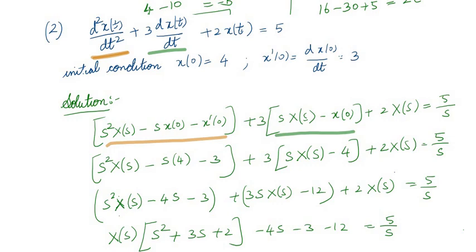Remember, if the initial conditions are 0, this part will not be there. This will not be there. Both are 0, this is 0, this is 0. Our question becomes very simple.